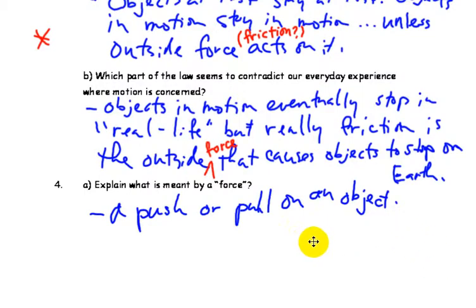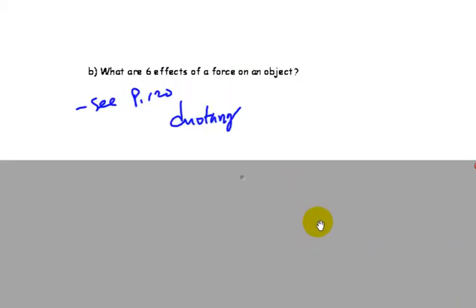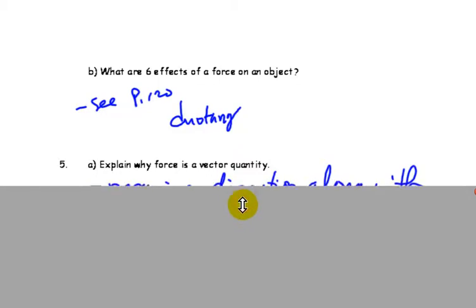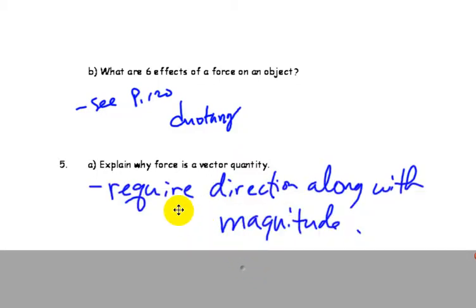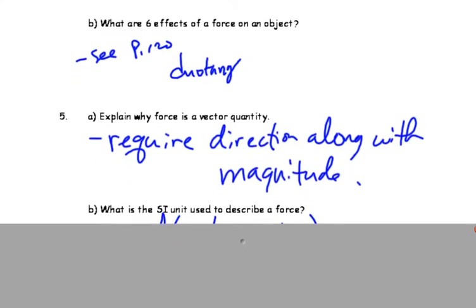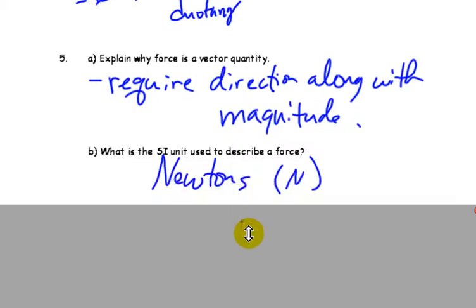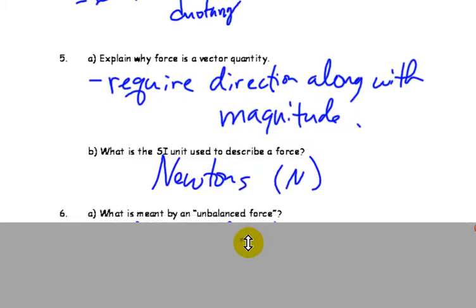So a force could be thought of as a push or a pull. There are 6 different effects of force on an object. If you look on page 120 of the duotang, you can look at different things there involving forces. I don't have it in front of me right now, but if you take a look there, those are the 6 effects that forces have on objects. And of course, force is a vector quantity because it has a bigness, it has a magnitude, and it also has a direction in which it acts. The SI unit, or System International, or metric system unit used for force, is the Newton, named after Isaac Newton himself.